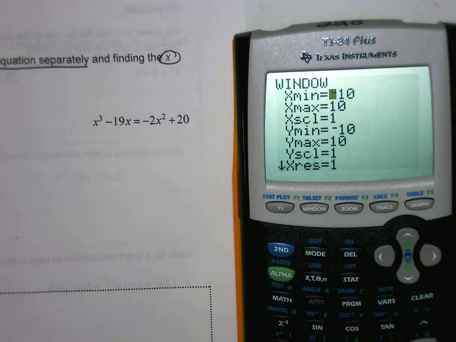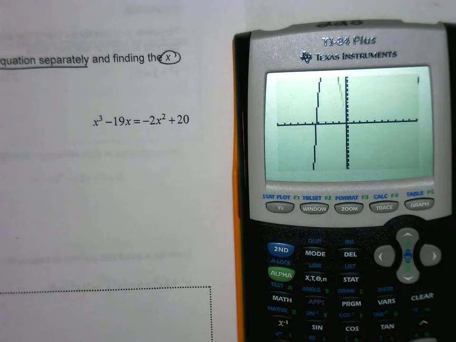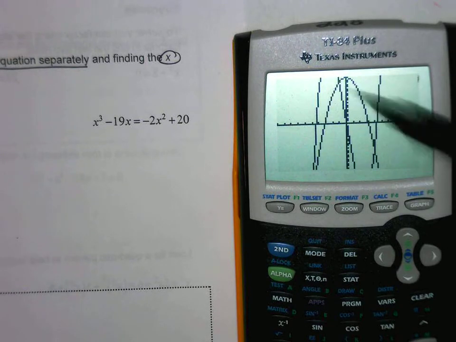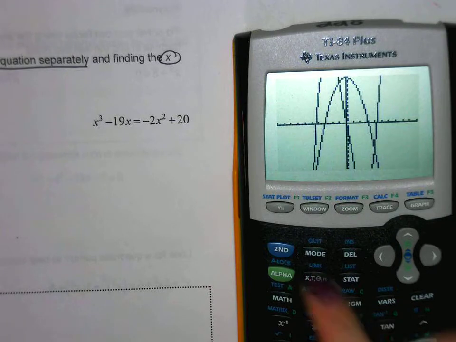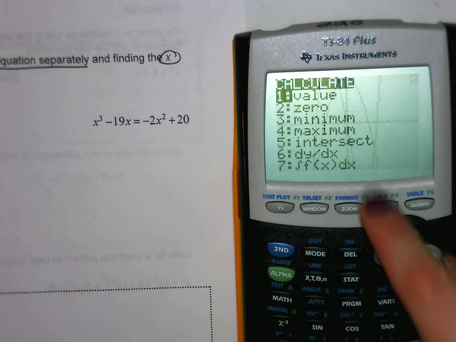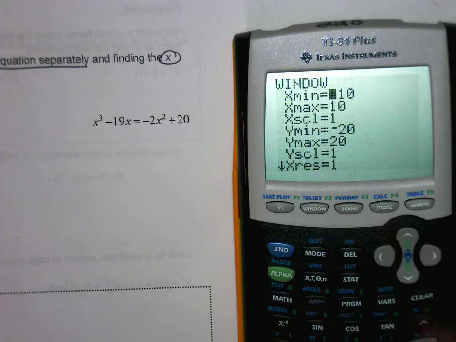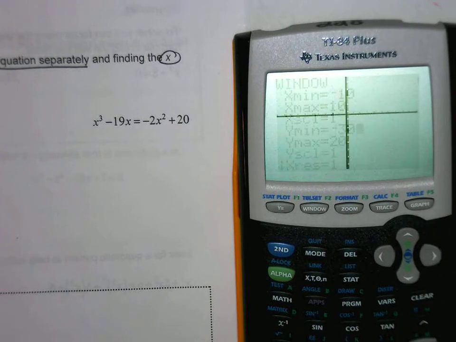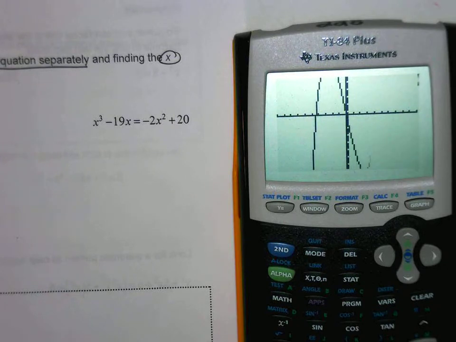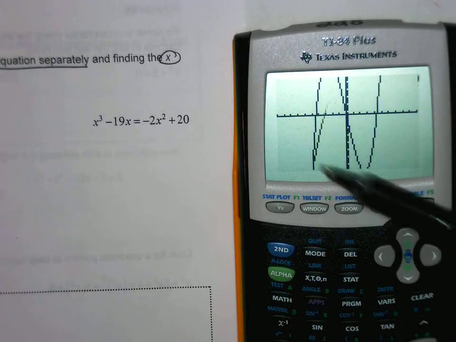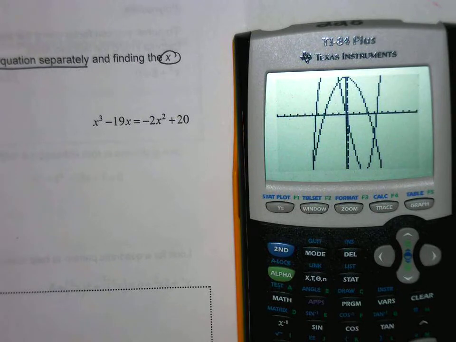So let's hit the window button. We want to elongate our y axis, so let's make it try -20 to a +20. So 1, 2, still can't see that bottom one, so let's make it a little bit longer down there. So let's make it, window -30. One, 2, 3. Now we can see all 3.